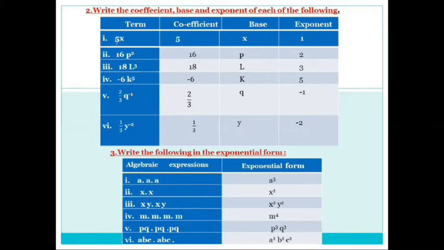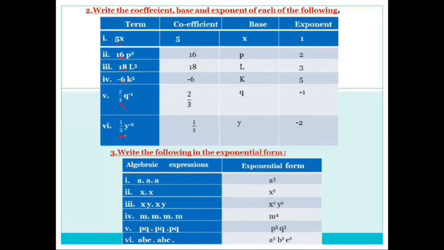Means 5 is the coefficient here. Here 16 is the coefficient. And here 18 is the coefficient. Here minus 6 is the coefficient. And here 2 over 3 is the coefficient. And here 1 over 3 is the coefficient.